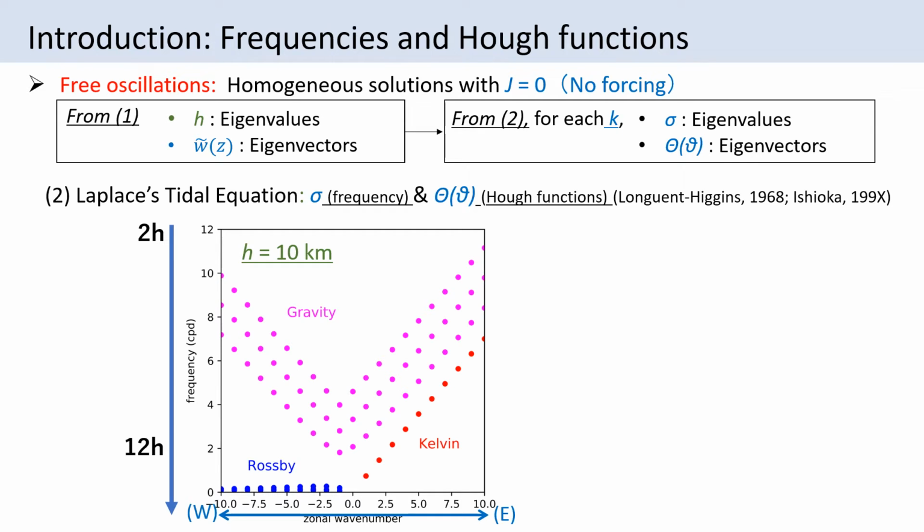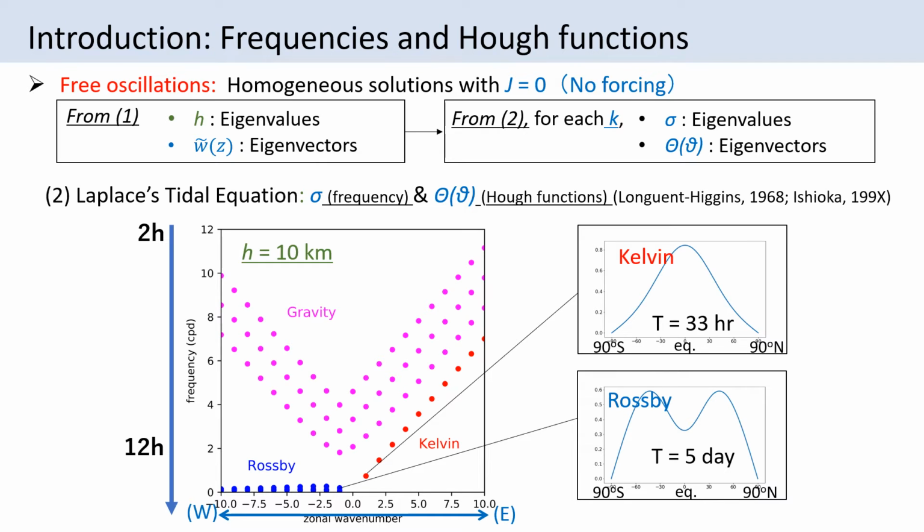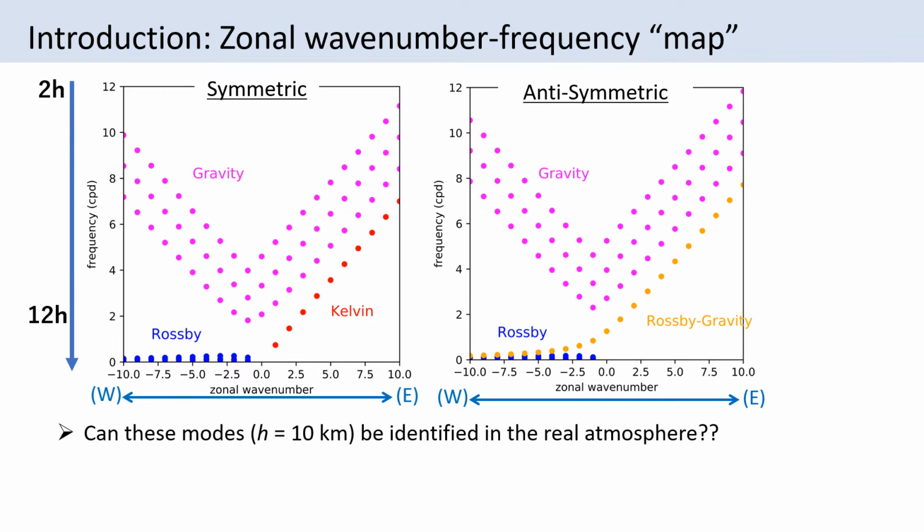Of course, each frequency has a corresponding meridional structure function. And here shown are some examples. This is a Rossby wave mode. And this is a Kelvin wave mode as a function of latitude. Now this is the same as the previous figure, but we also show the anti-symmetric components. And here we have a Rossby gravity wave mode.